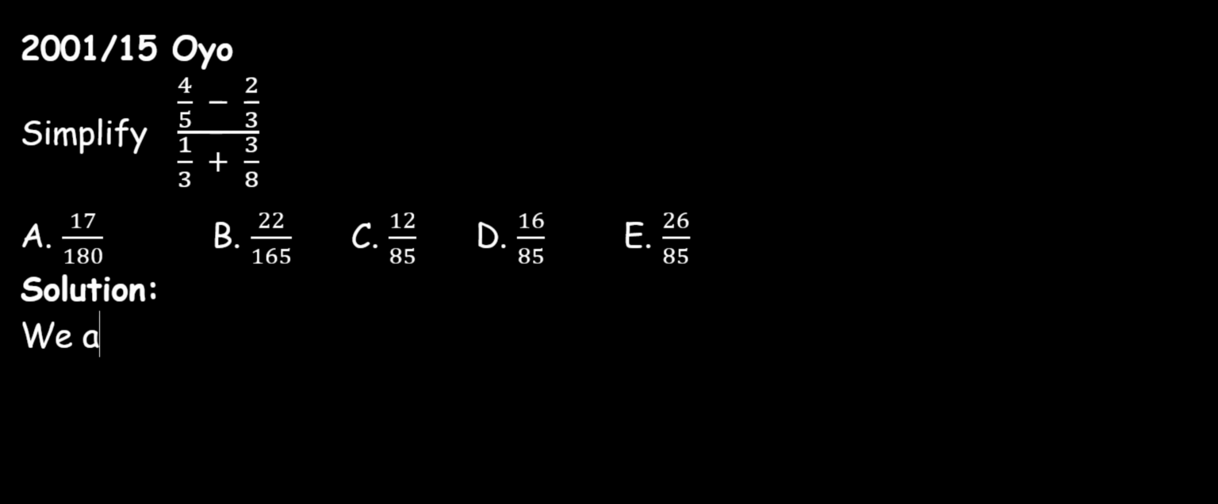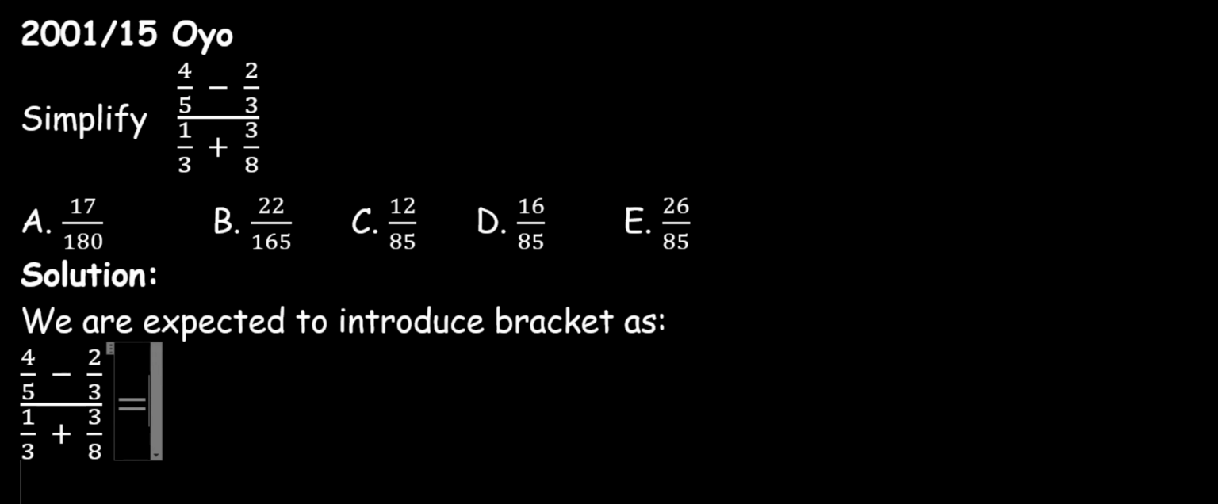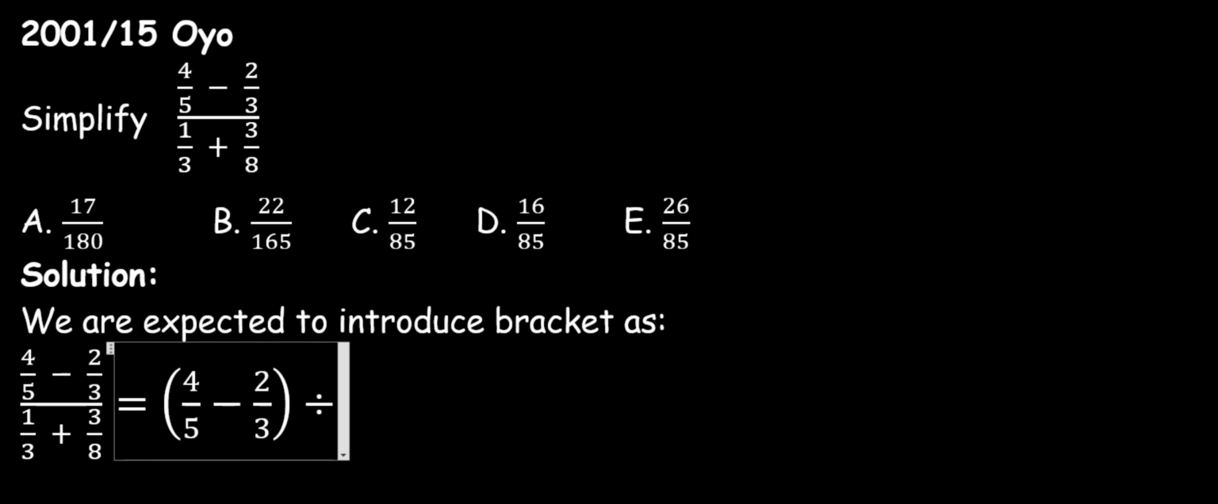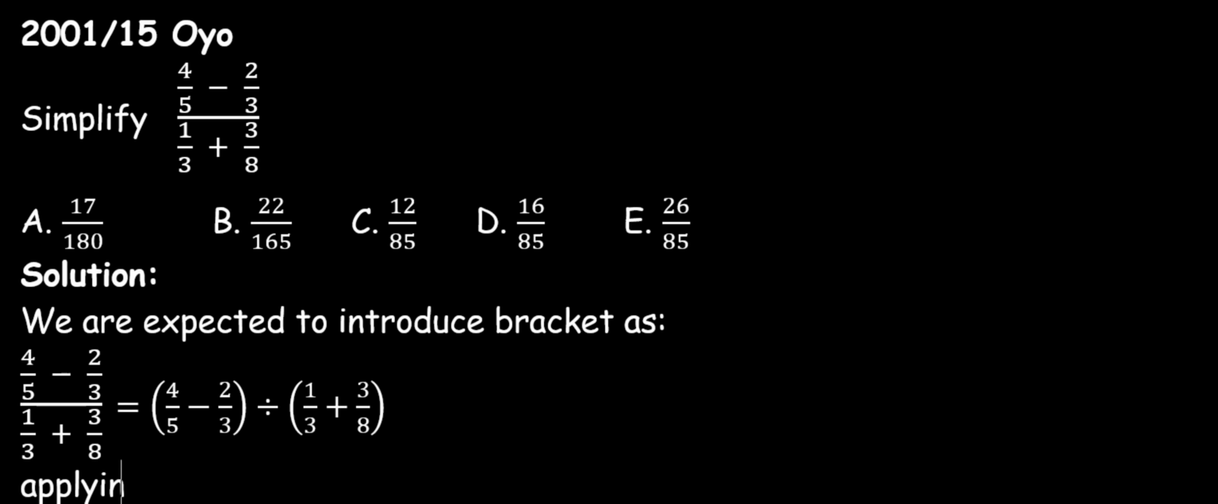Another example. Simplify 4 over 5 at the numerator minus 2 over 3, then divided, at the denominator, you have 1 over 3 plus 3 over 8. The options are given. Solution. We are expected to introduce brackets, as our given problem will be equals to bracket open 4 over 5 minus 2 over 3 bracket close divided by bracket open 1 over 3 plus 3 over 8 bracket close. Applying LCM to both brackets, we have to work on the brackets first based on the rule of BODMAS.